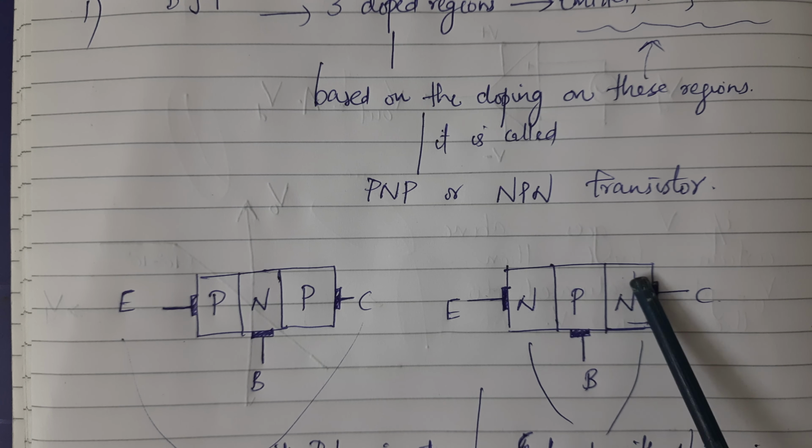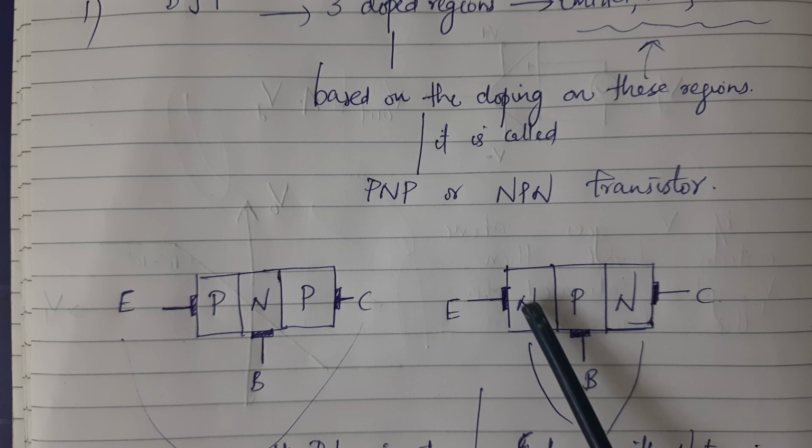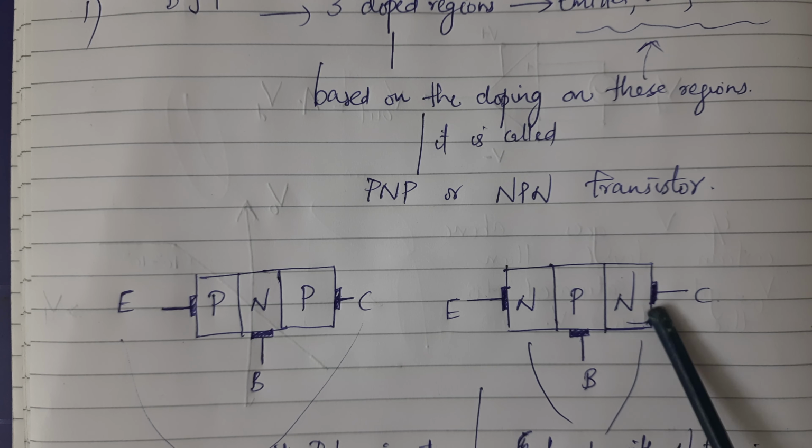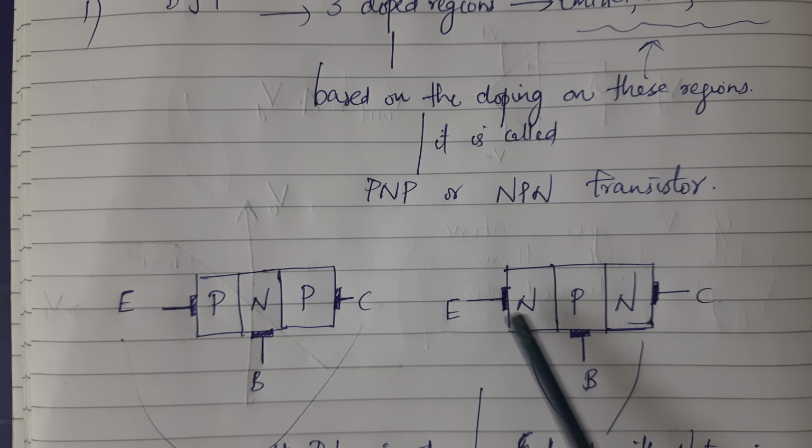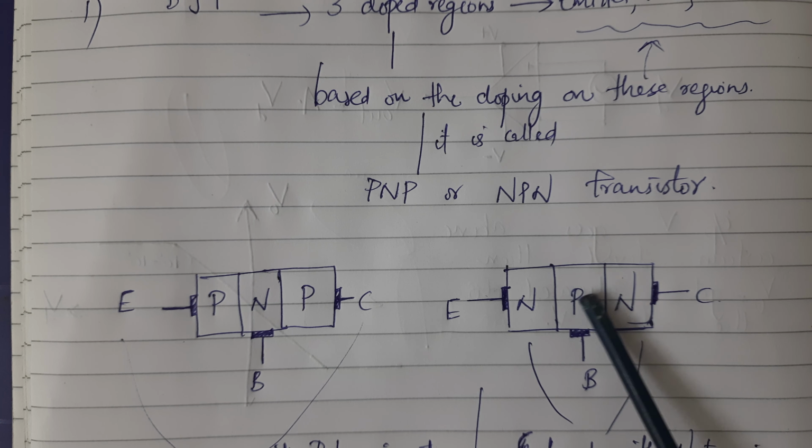Similarly, in the case of an NPN transistor, the emitter and the collector are doped with n-type impurity, and the base is doped with a p-type impurity.